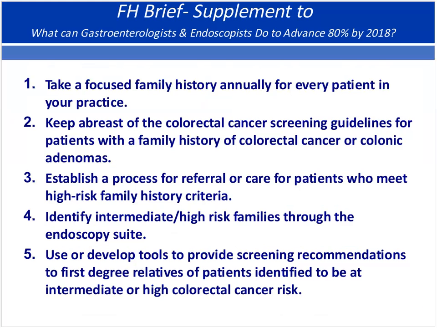I'll just give you an idea of the general approach that we've taken and made 5 suggestions to help aid the gastroenterologist in doing this. Those are to take a focused family history for every patient in their practice, which will help identify high-risk families; to keep abreast of colorectal cancer screening guidelines on the basis of family history; to establish a process that works efficiently for referral of high-risk families to a genetic counselor or genetic specialist, to make sure that they get appropriate counseling and testing when indicated; to use the endoscopy suite to identify high-risk families by doing molecular testing of tumors for microsatellite instability to try to identify Lynch syndrome, and to identify folks with advanced adenomas and make sure they know that that diagnosis has an implication not only for them but for their family members. And then finally, to develop and use tools to provide screening recommendations to relatives of the patients that we see.